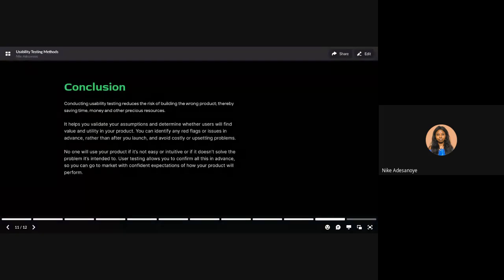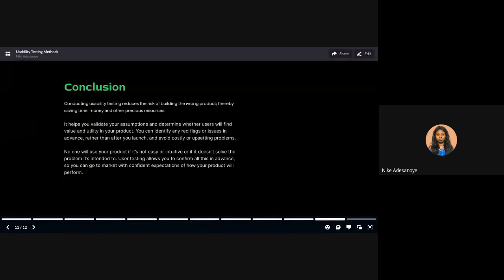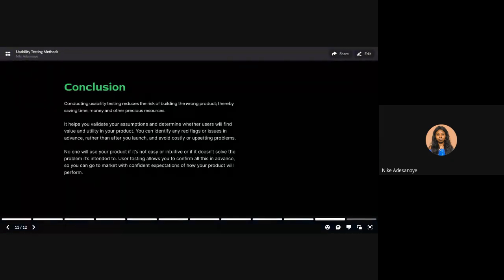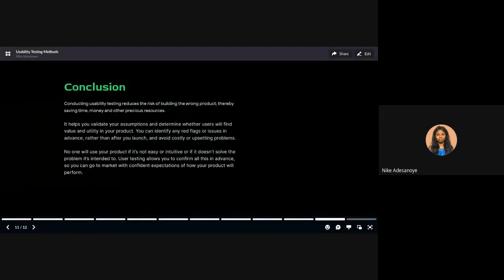So when you conduct usability testing, you'll be able to know that this product we are building is the wrong product. There are some products that are needed, but not needed right now. There are some products we are building that will be needed in 5 years' time. People don't need it now, but they will need it in 5 years' time. And there are some products we need now, but they are designed wrongly.